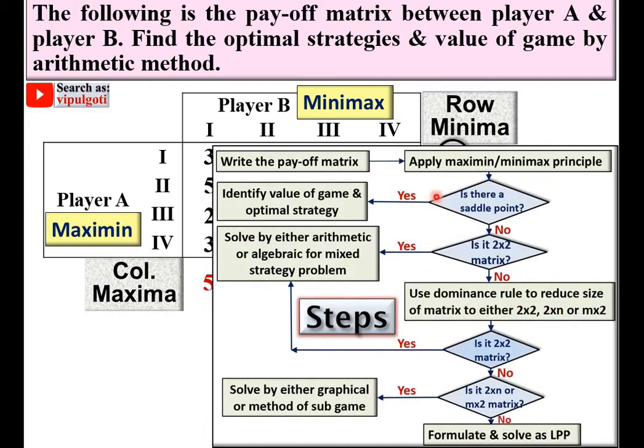So once again look at the steps. After the maximin and minimax principle, ask the question: is there a saddle point? In our case there is no saddle point. So once again ask the question: is it a 2 by 2 matrix? Here it is actually a 4 by 4 matrix, so we can say no. Next you have to apply the dominance rule and try to reduce the size of this payoff matrix to 2 by 2. If it is not 2 by 2, then you can reduce the size to 2 by n or m by 2. So now I am going to apply the dominance rule.